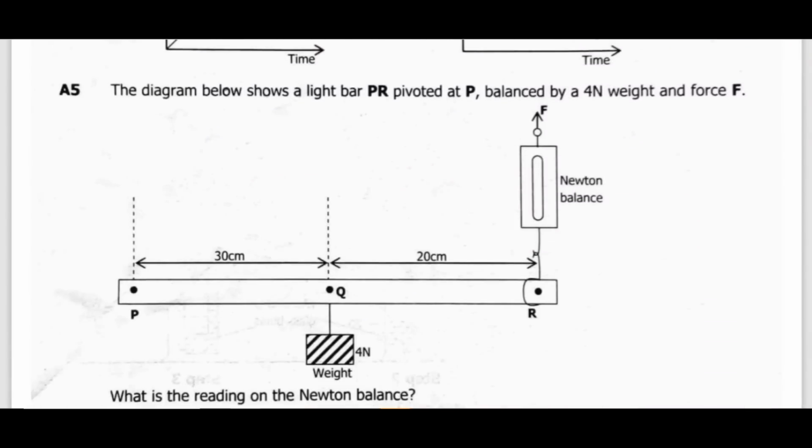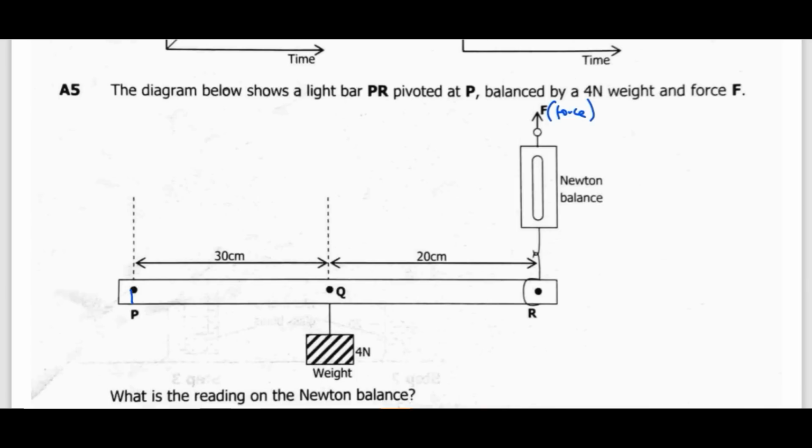Okay, so the diagram below shows a light bar PR pivoted at P, balanced by a 4 Newton weight and force F. So we have force, this is force. And then what else do we have? This is the pivot here. So that is where we find the pivot.